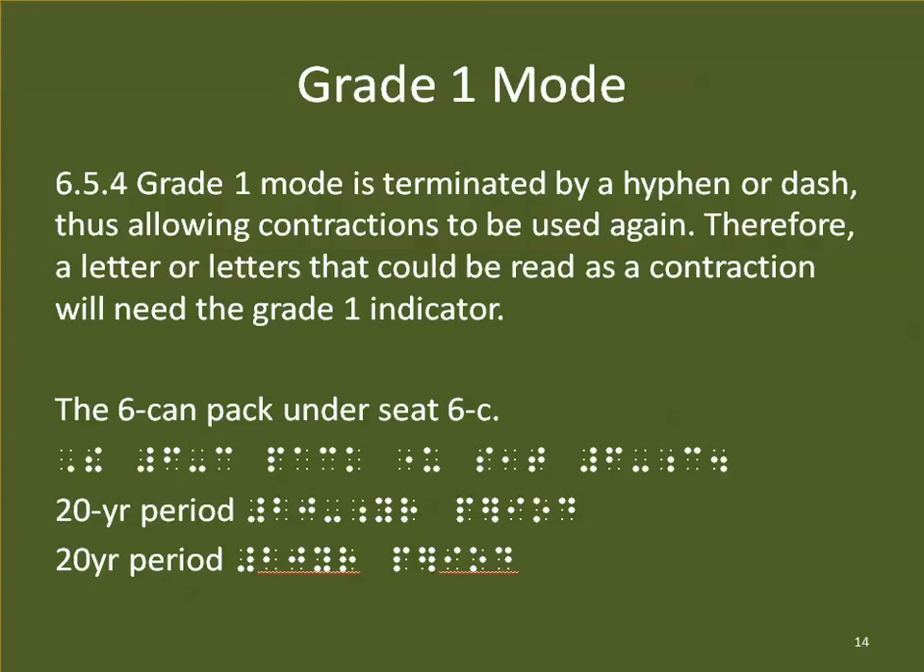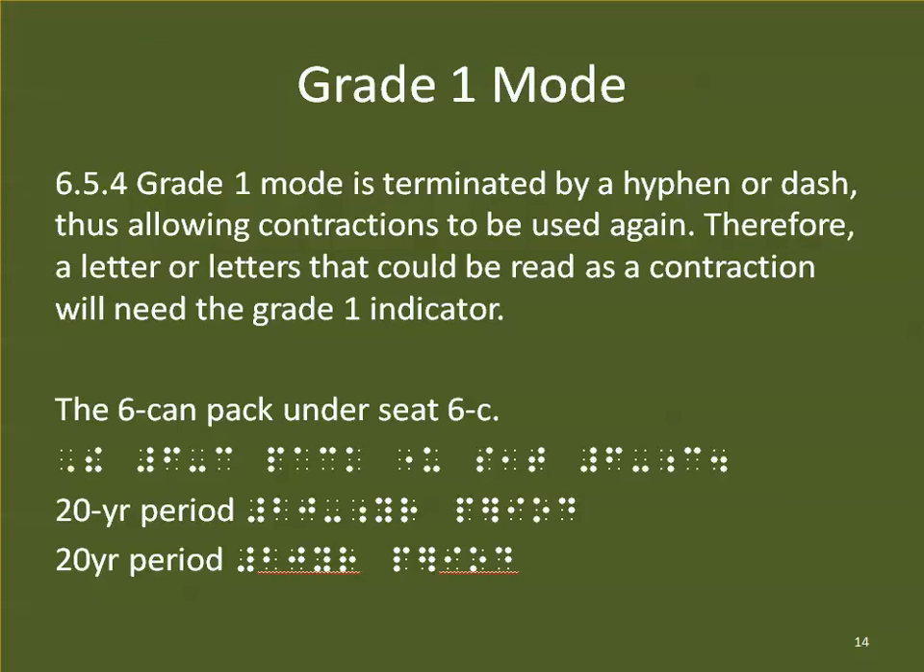So if we have this 6-can pack under seat 6C, in the first instance, we have that hyphenated expression. The hyphen terminates numeric mode. It also terminates grade 1 mode. So that means the C there is standing alone. It has a hyphen on one side, a space on the other, so then it's read as the word can.